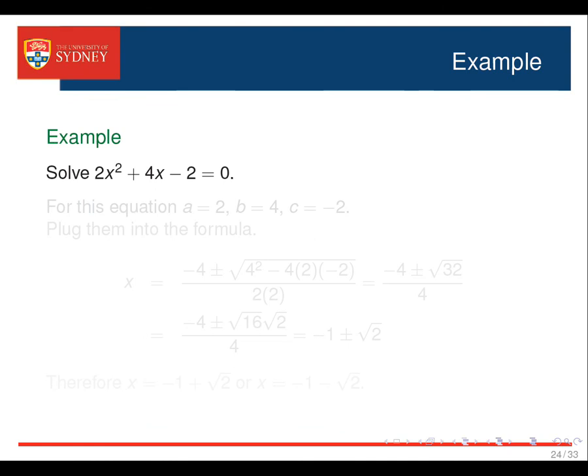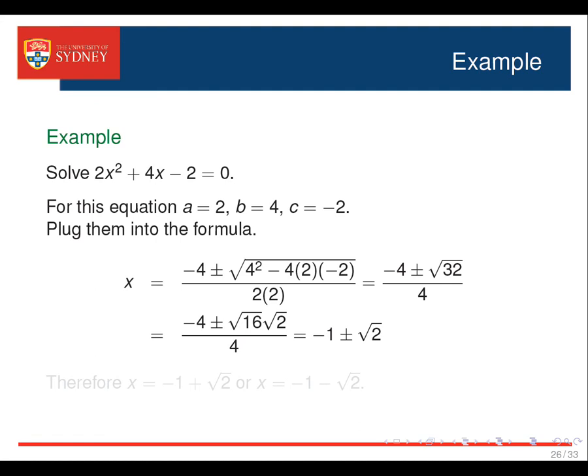For example, to solve 2x squared plus 4x minus 2 equals to 0, we find that the values of a, b, c in the standard form are 2, 4, minus 2 respectively. We plug these into the formula and get x equals to minus 1 plus minus square root of 2. Therefore, x equals to minus 1 plus square root 2, or x equals to minus 1 minus square root of 2. As you might have noticed, the solution would have been very difficult to find without the quadratic formula.